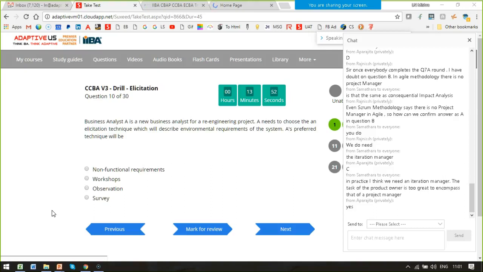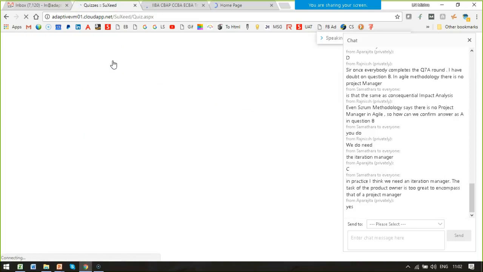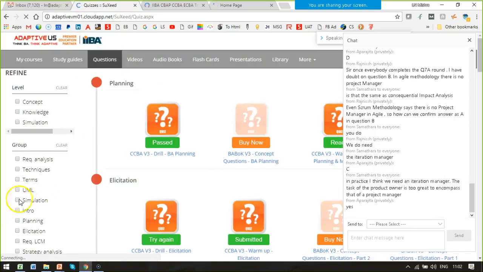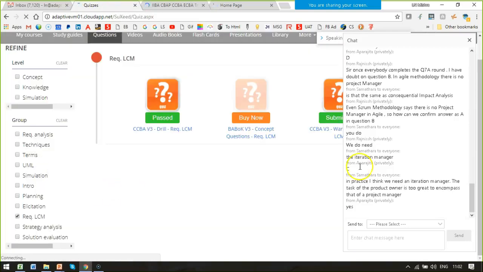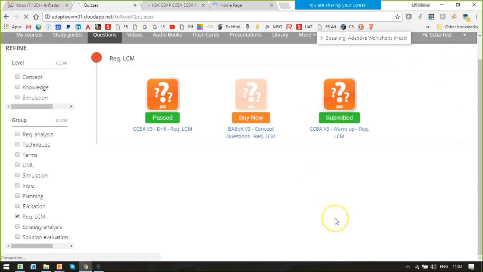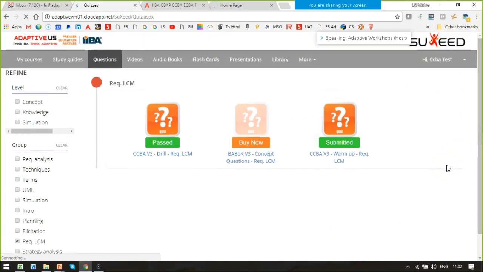Okay. Any further question? Okay. If no questions, then let's take a look at the next knowledge area, which is requirements lifecycle management. In case I'm not able to do solution evaluation, that's fine, because anyway we covered a good number of questions, which is what my intent was.